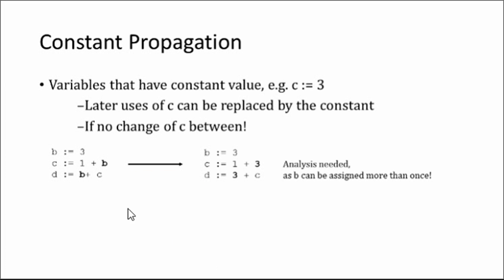Copy propagation. The value of B is equal to 3, then C is equal to 1 plus B and D is equal to 1 plus 3. Sorry, constant propagation. So here the value of B is a constant. So can we write C is equal to 1 plus 3 as it is instead of B, and D is equal to 3 plus 3 as it is? Of course we can. Means if the value of B is a constant, then we can replace B with its value during compile time.